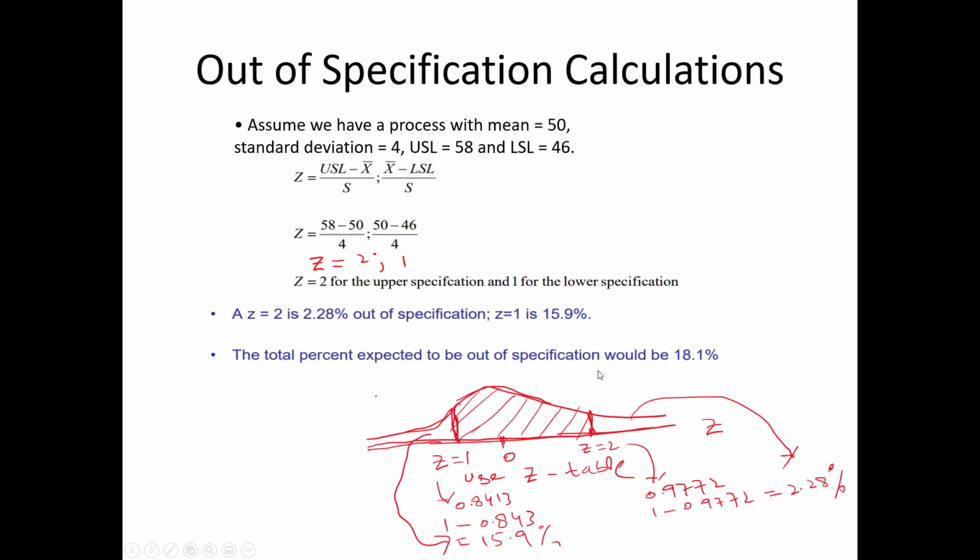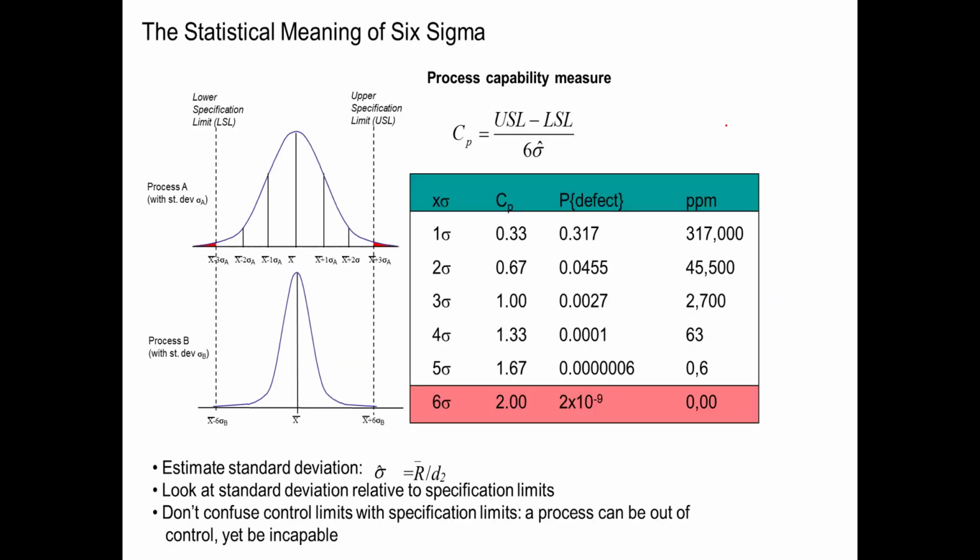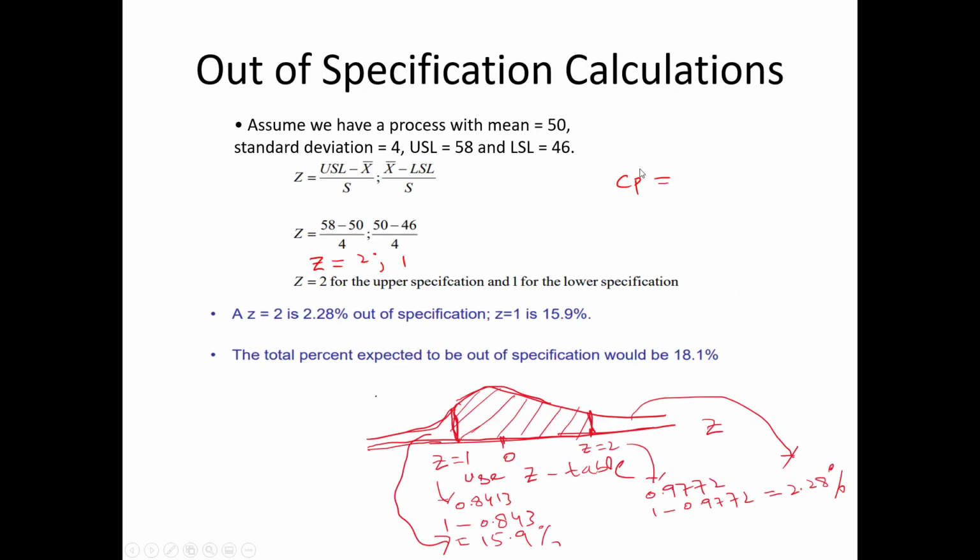Now in this example I want to calculate the Cp value. The formula of Cp is the upper specification limit minus the lower specification limit, divided by 6 standard deviations. So just write the formula, upper specification limit minus lower specification limit divided by six sigma, and put in these values. Upper specification is 58 minus 46, divided by 6 times the standard deviation, which is 4. When you simplify it and calculate the Cp value, it is equal to 0.5.